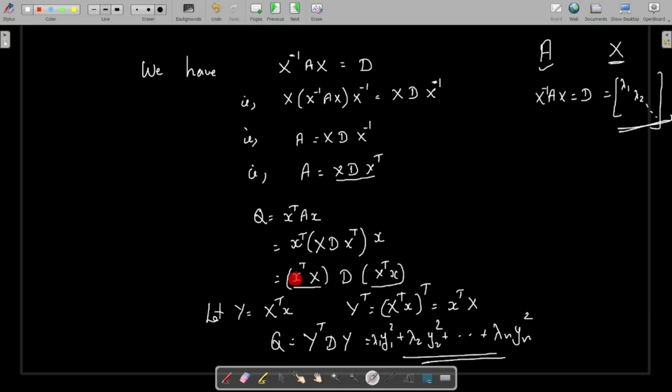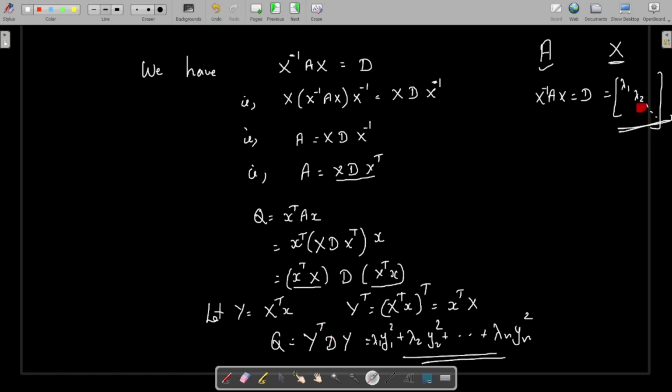And put this X transpose x as y. So what will be y transpose? You have X transpose small x whole transpose. So this is of the form A into B whole transpose. The formula is B transpose into A transpose. So you have small x transpose into capital X transpose transpose, that is capital X. So that is actually here x transpose into capital X. So if you put y here, this one is y transpose. So this expression becomes Q equal to y transpose D y.